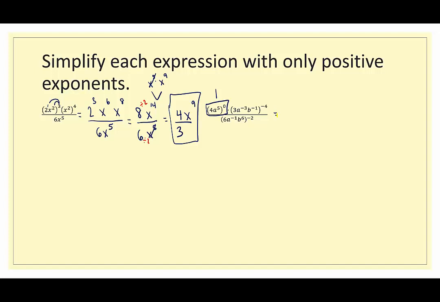Next up, we're going to distribute this negative 4. How many unique bases are there in that first set of parentheses? So how many times am I distributing the negative 4? I hope you said 3. 3 has its own invisible exponent of 1. It becomes 3 to the negative 4th. Then we're going to distribute to a to the negative 3rd. Negative 3 times negative 4 is positive 12. And lastly, we distribute to the negative 1.